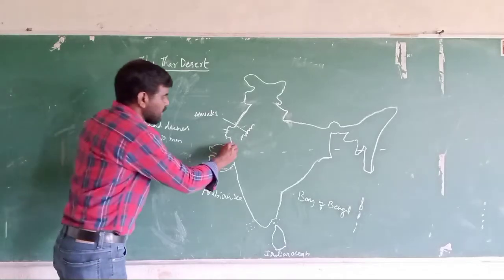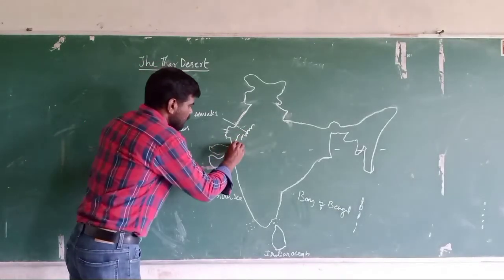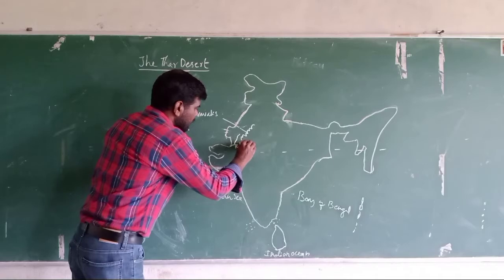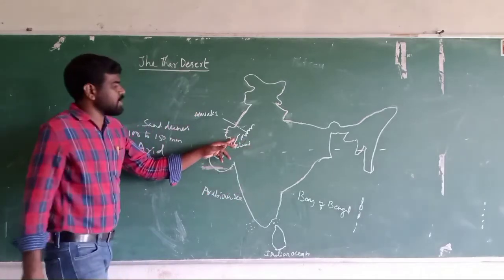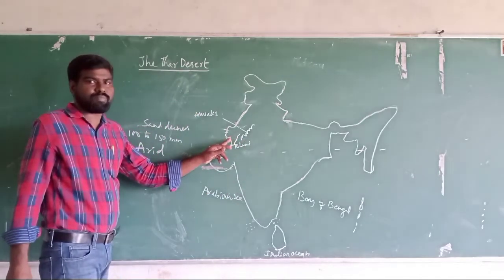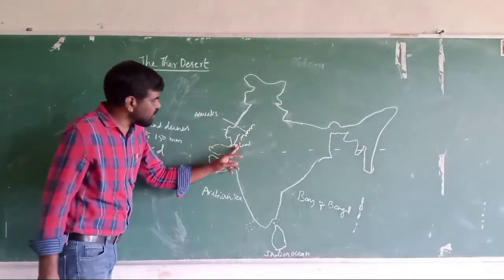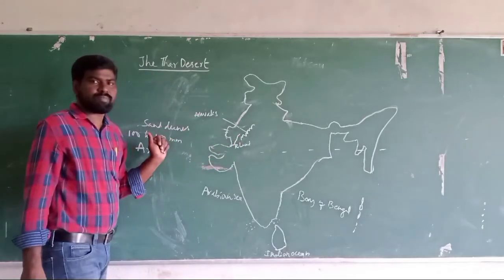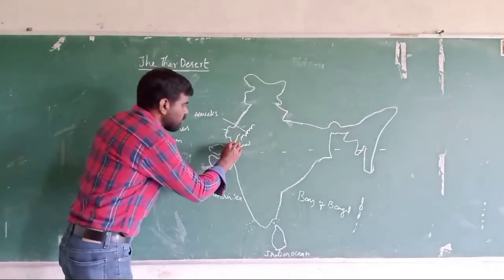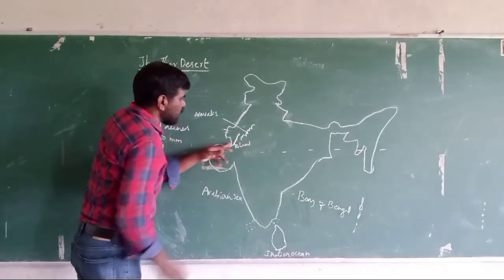The only river that drains in this desert is the river Luni. It fills many of the lakes in this desert. The only river that flows here is the river Luni.